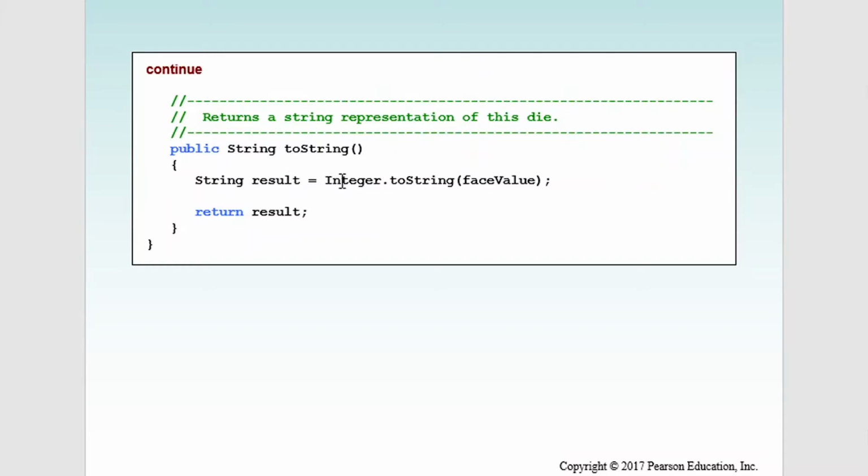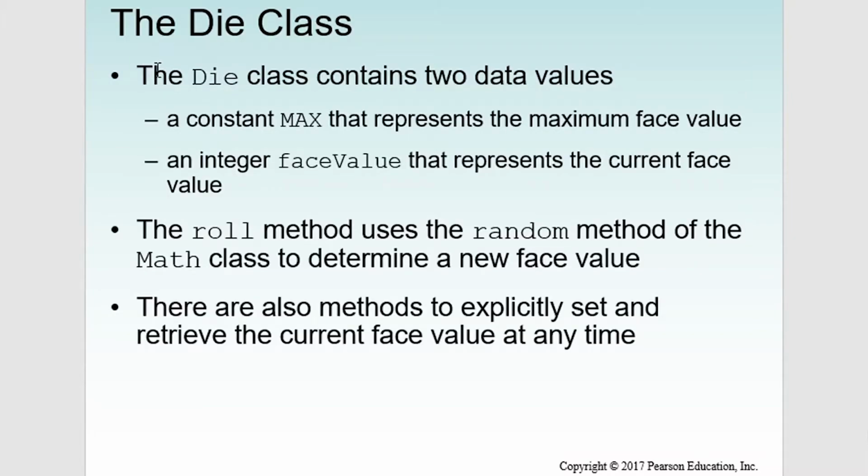For the toString, they actually converted the face value to a string and just used the toString in order to output that value. So the Die class that they did contains two data values: a constant MAX that represents the maximum face value, and an integer faceValue that represents the current face value. The roll method uses the random method of the Math class to determine a new face value. There are also methods to explicitly set and retrieve the current face value at any time.